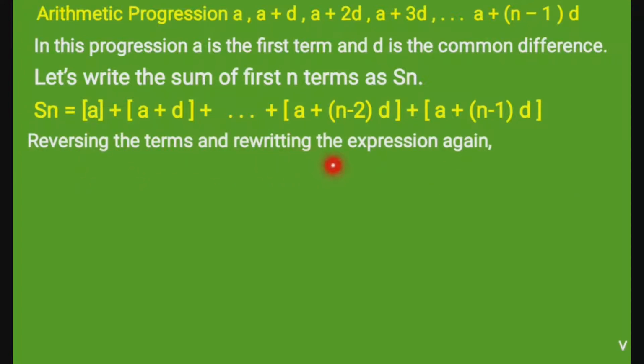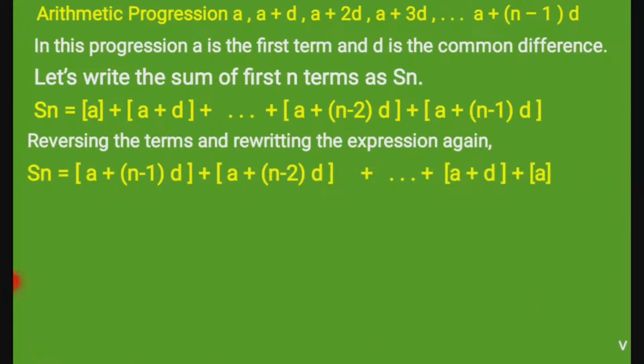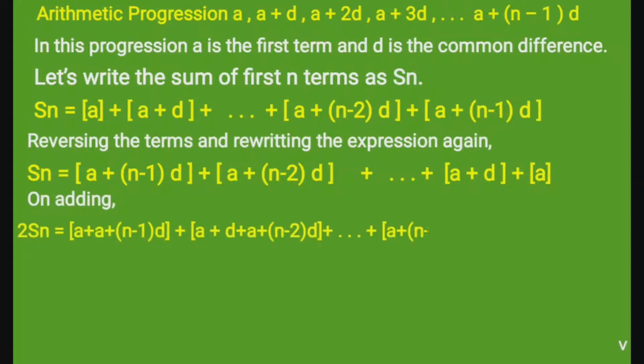reversing the terms and rewriting the expression again. So we write the last term at first position, the last but one term at second position and so on, and this first term at last position, this second term at last but one position. So we add these two expressions. We add LHS with LHS, so Sn plus Sn, we get 2 times Sn.